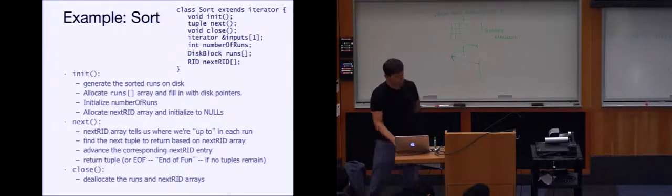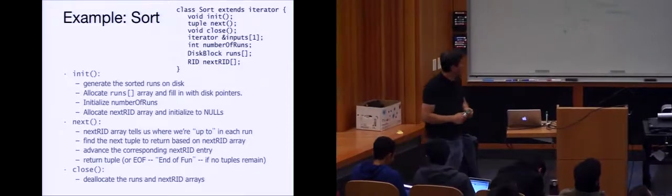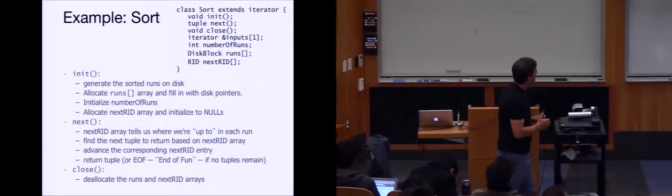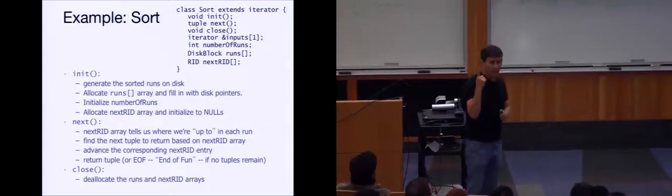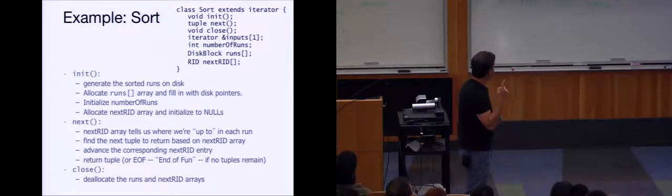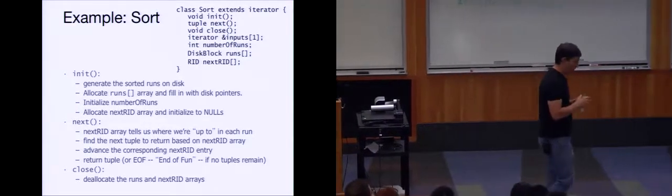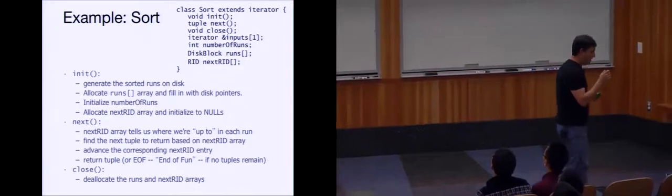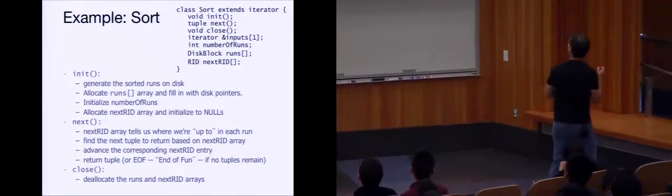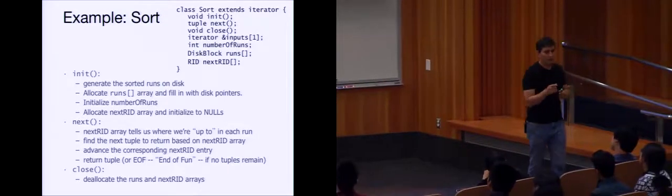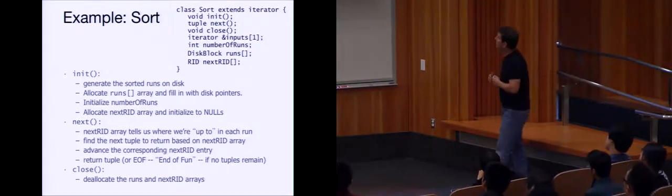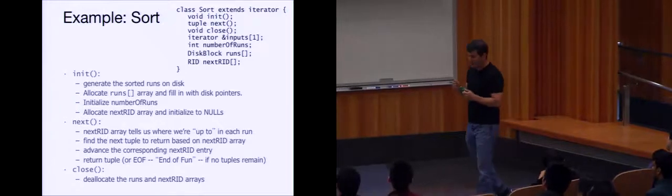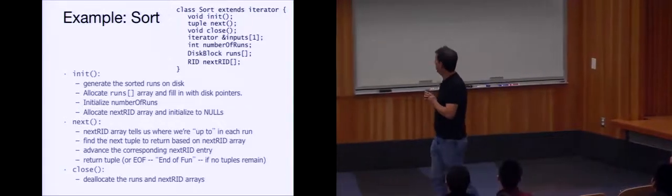Okay, here's an example of sort. The sort iterator has one input only. It only allows one input. And it's going to have a little bit of state. It's going to have a number of runs: how many runs did I generate on the disk? And then it's going to have an array of disk block locations, which are the locations where I put those runs. And it's going to keep track of the next record ID, RID, that it's going to deal with.